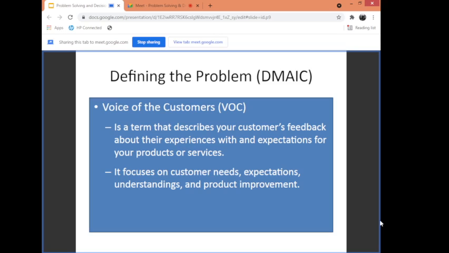So you have to have customer relationship management. You have to take care of your customer. You have to listen to their feedback, listen to their complaints. Voice of the customer is a term that describes your customer's feedback about their experiences with and expectations for your products or services. There are only two things: products or services. Right? Meralco is providing services, and also products, because their product is electricity.